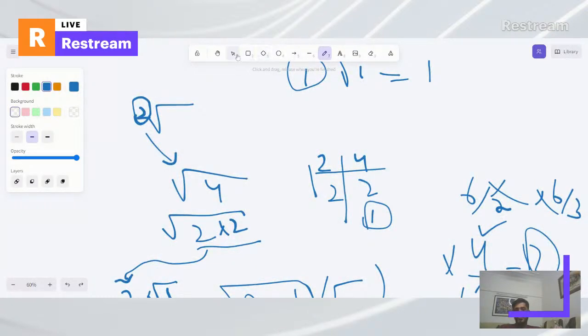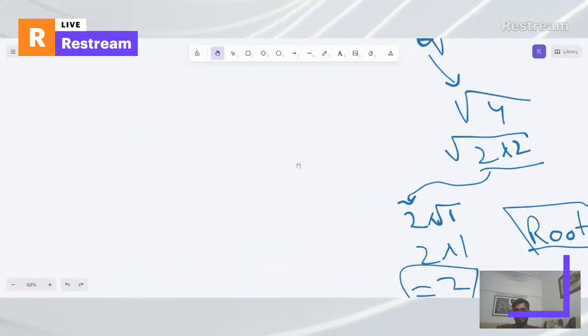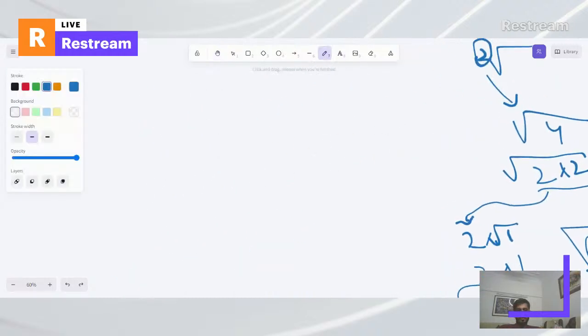Right? Now let's talk about a couple more roots. If I say that's not a square root, maybe it's a cube root. This thing is called a square root. Now, if I say that's not a square root, it's going to be called a cube root.